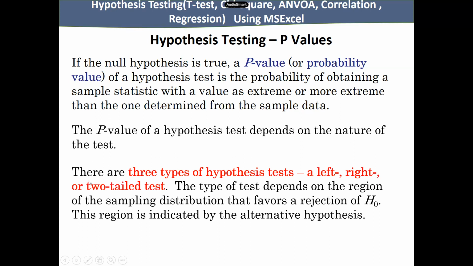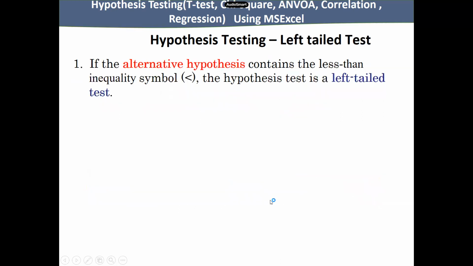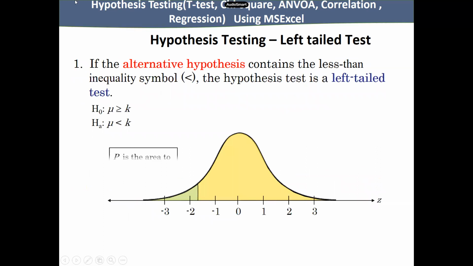So let me give you an example. There are 3 types of tests. There is the left-tailed, the right-tailed, or the two-tailed test. The type of test depends on the region of the sample distribution that favors a rejection of H0. This region is indicated by the alternate hypothesis. So let's look at this. If the alternate hypothesis contains the less than symbol, the hypothesis test is a left-tail test. Have you seen it? You see greater than, look here, less than, look here. So we call this a left-tail test.